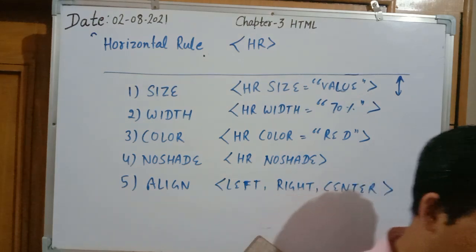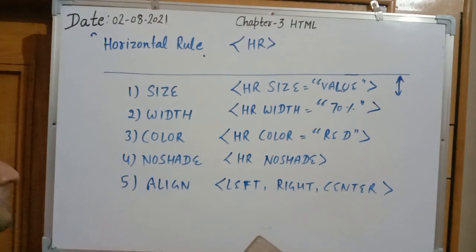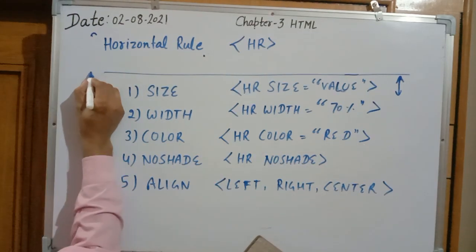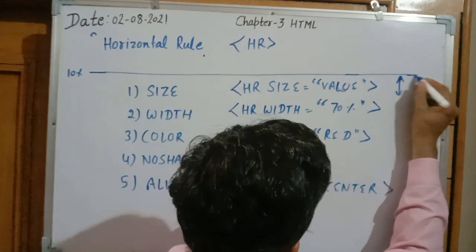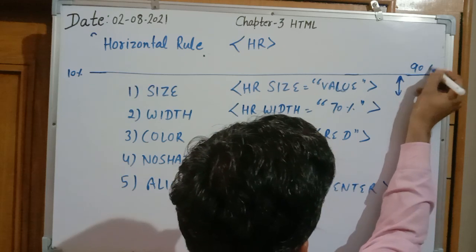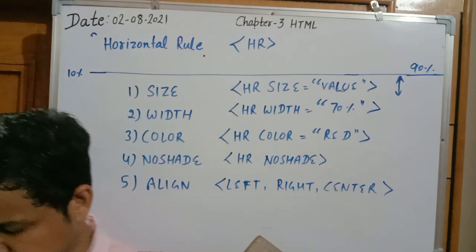Afterward, the third HR contains alignment. It will be displayed from the right side. The width is 90%. What is the meaning of 90% on the right side? It will leave 10% of the space on this side and cover the whole space from the right side. It is 90%. That is the width part. And the color of the line will be green. This is the output of example number 6.